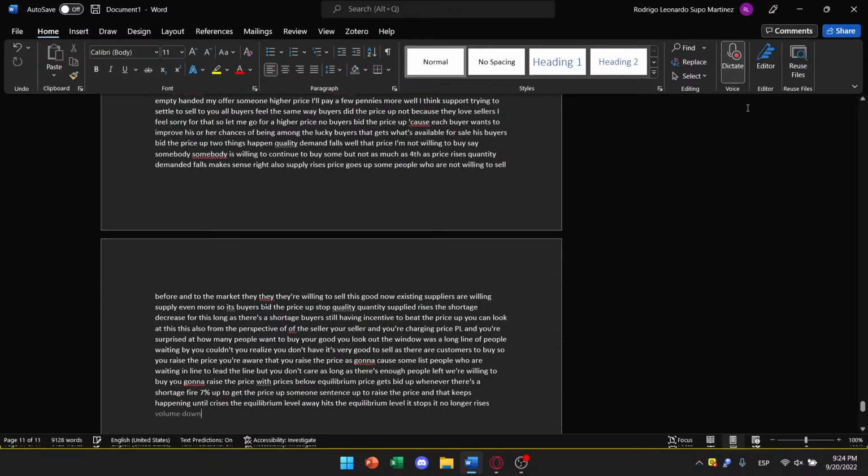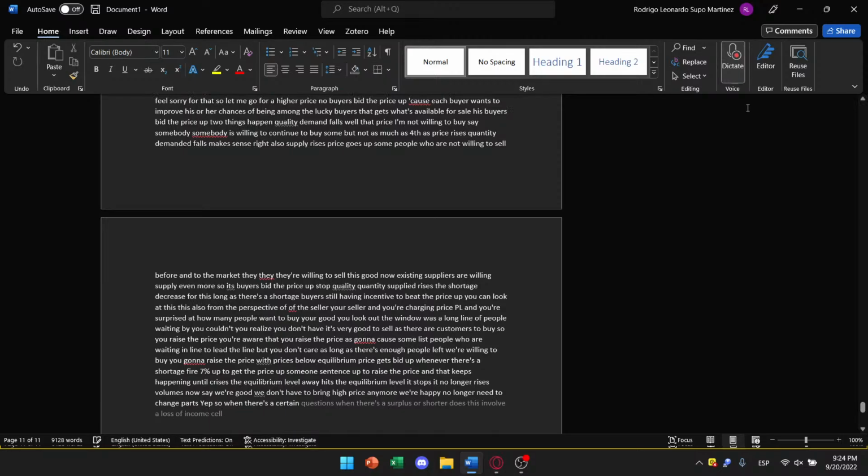Buyers now say, oh, we're good. We don't have to raise, we don't have to bid a high price anymore. We're happy. No longer need to change price. Yeah. So when there's a surplus, the question is whether there's a surplus or a shortage. Does this involve a loss of income for the seller? Not necessarily. Could, but not necessarily.